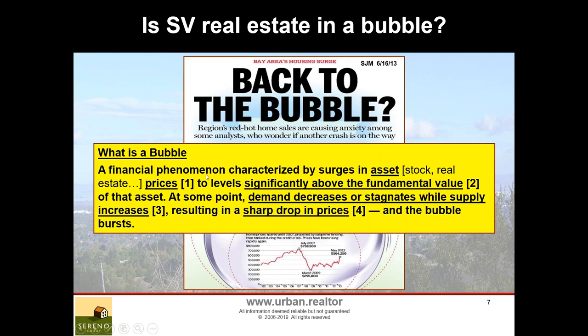A bubble is a financial phenomenon characterized by a surge in asset prices, and that applies to whatever asset class, whether it's stock, real estate, or others, to a level significantly above the fundamental value of that asset. At some point, demand decreases or stagnates while supply increases, resulting in a sharp drop in prices and the bubble bursts. So as you can see, I've tried to dissect this statement: number one is the prices, number two is fundamental value, number three is demand, and number four is prices drop.